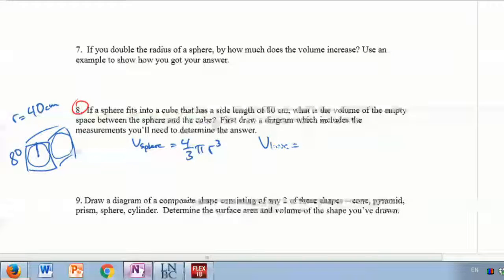The volume of the box is going to be length times width times height, or just length cubed, because in this case it's a cube. So 4/3 pi radius is 40 cubed. The length of one side of my box is 80.